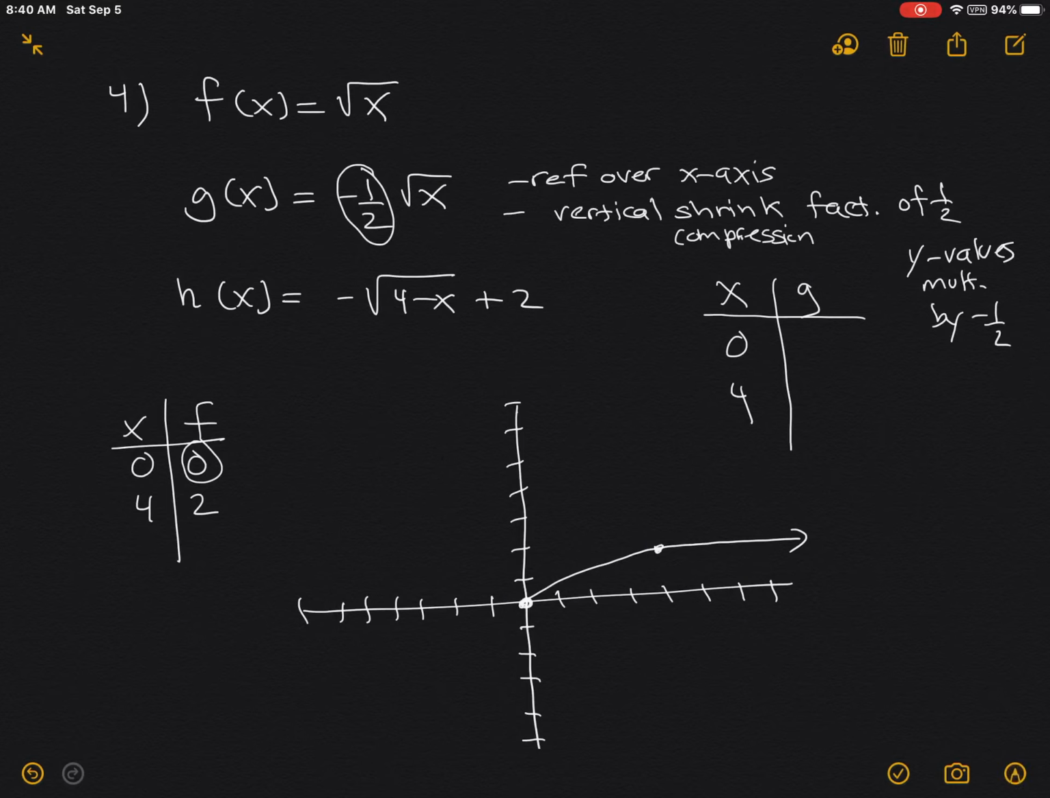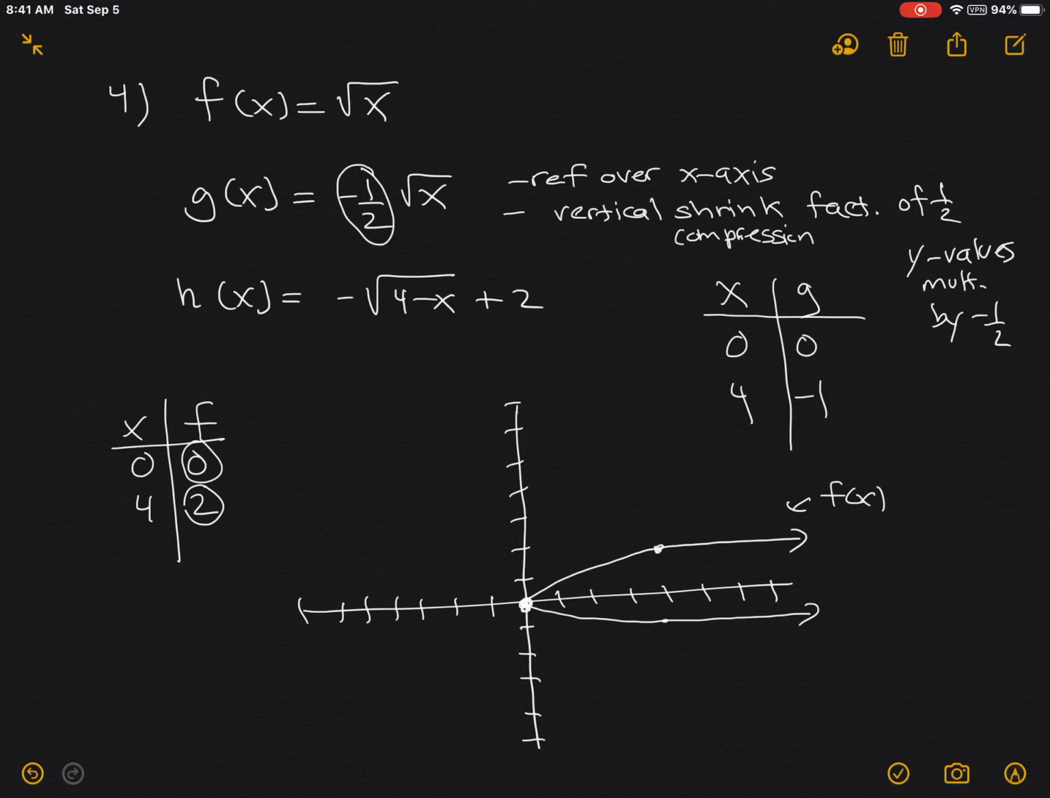If I go back to these coordinates in the table, I take 0 multiplied by negative 1/2, I get 0. If I take 2 and multiply by negative 1/2, I get negative 1. So your graph is going to look like this: 0, 0, 1, 2, 3, 4, comma, negative 1. And that is what a vertical shrink looks like. This is why I'm tracking.